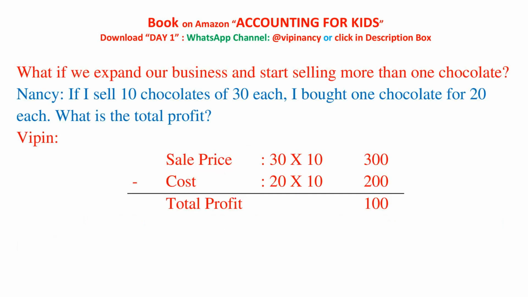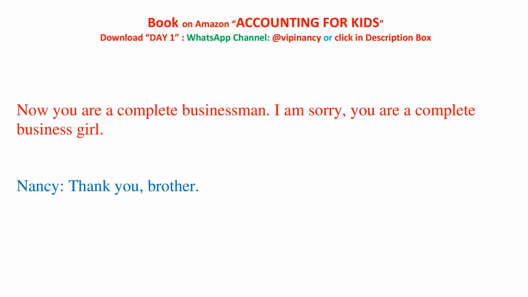Vipin. What if we expand our business and start selling more than one chocolate? Nancy. If I sell 10 chocolates at 30 each, and I bought each chocolate for 20, what is the total profit? Vipin. Sale price 30 times 10 equals 300. Cost 20 times 10 equals 200. Total profit 100. Now you are a complete businessman. I am sorry, you are a complete business girl. Nancy. Thank you, brother.